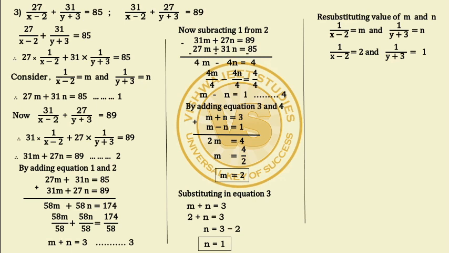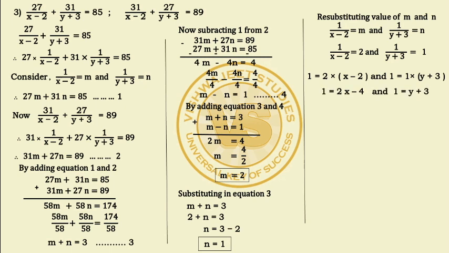And y plus 3 is also at the denominator. When it goes to the right hand side, it also multiplies to the number 1. So we get 1 is equal to 2 into the bracket x minus 2 bracket complete and 1 is equal to 1 into the bracket y plus 3 bracket complete.